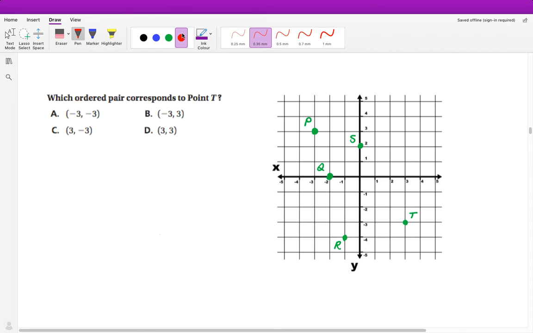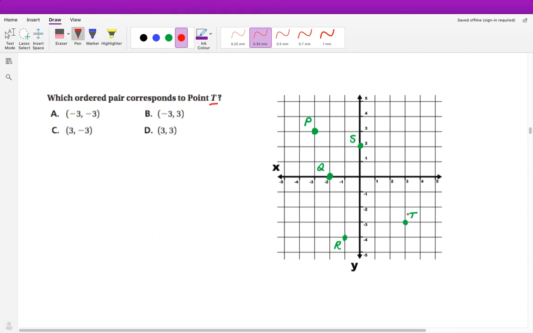All right, so here is a coordinate plane with some points. Now, whenever we plot our points, we do label them by a letter. Now, I didn't do that in the last one because it didn't give us any letter to label them by, but we will label them with a capital letter. All right, so here's a bunch of points. We have point P, we have point Q, point S, point R, and point T. It says which ordered pair corresponds to point T.